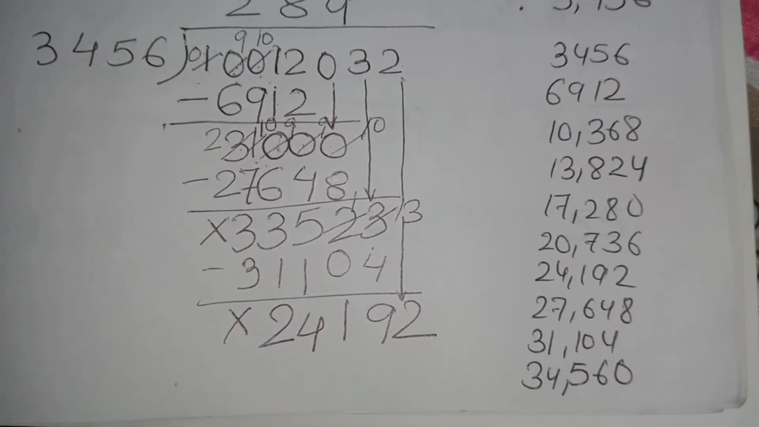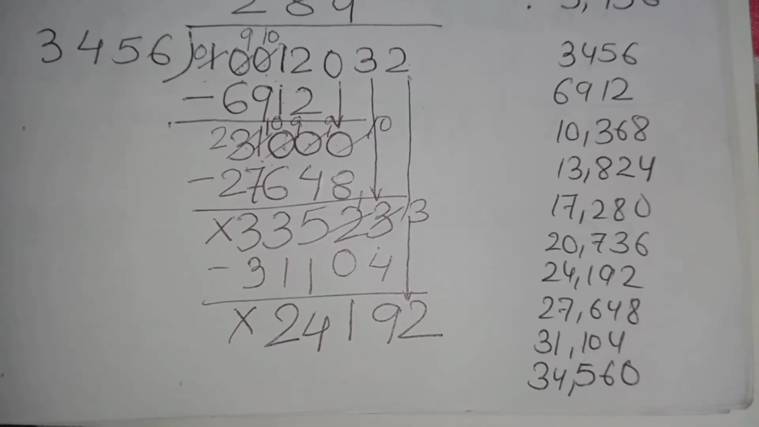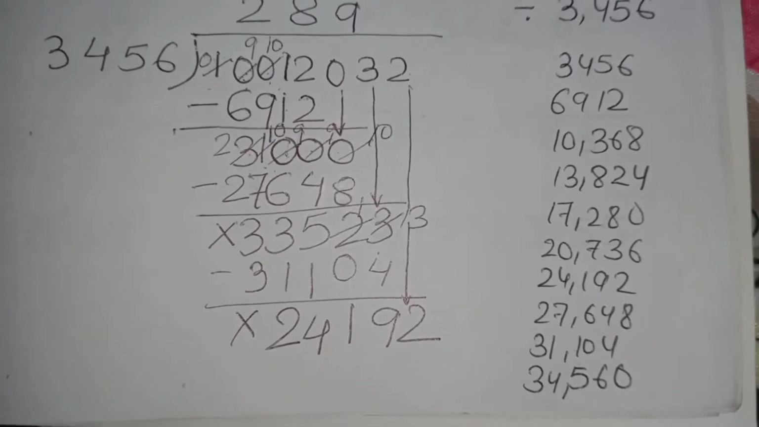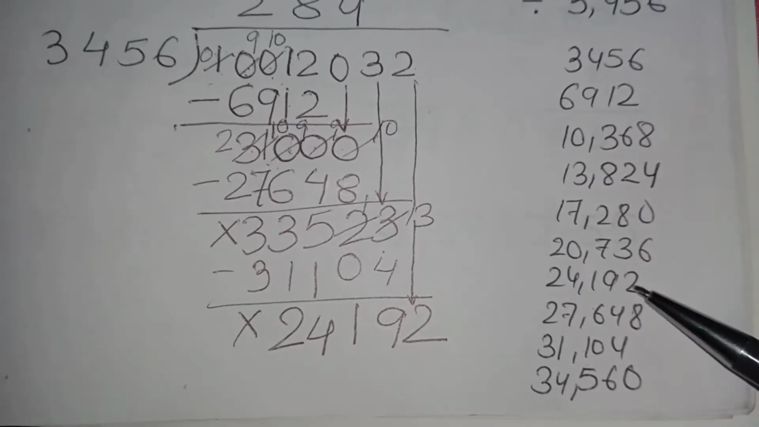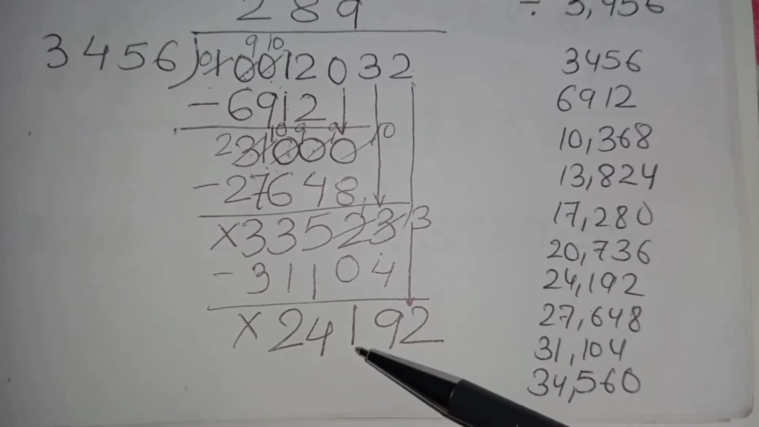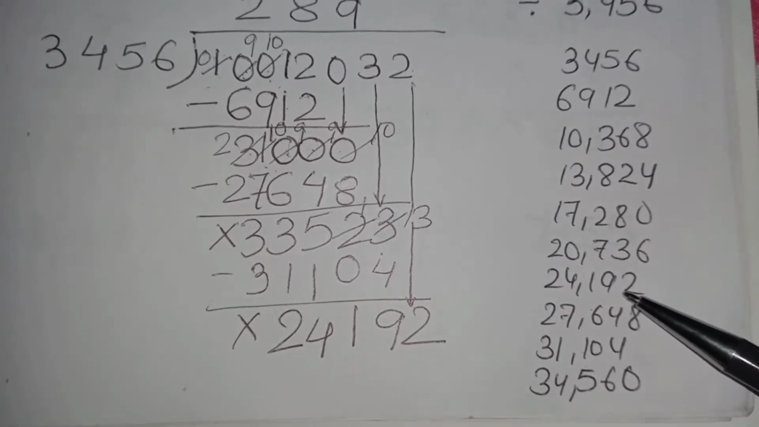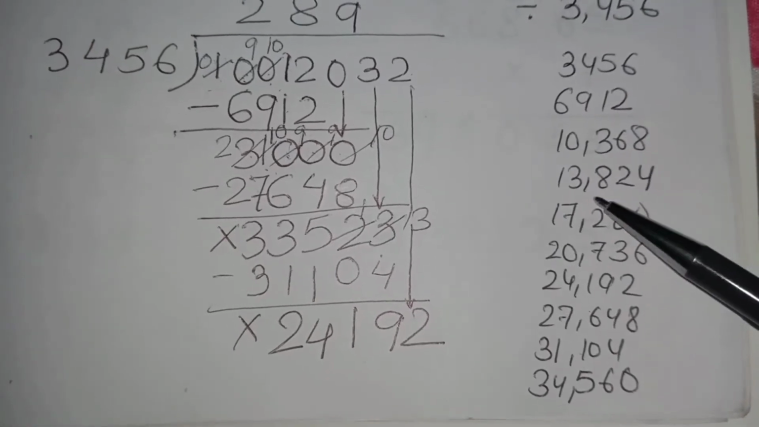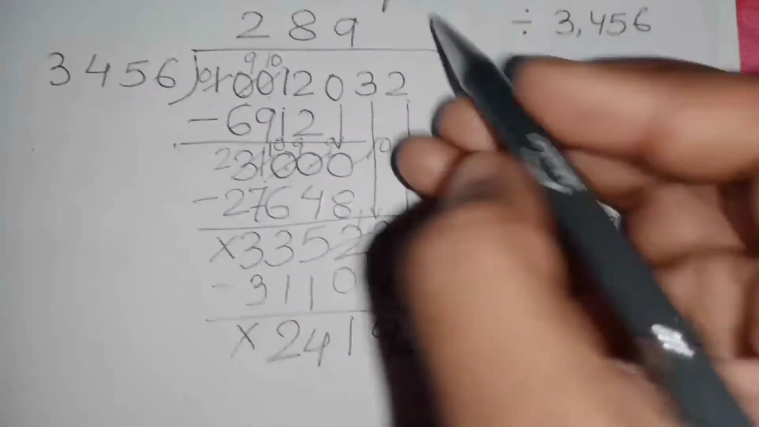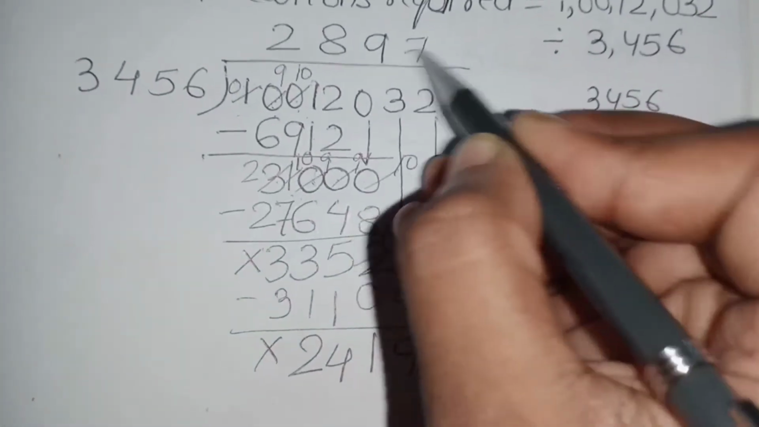Now let's check whether 24,192 is there or not. So let's check. Yes, it is there. See here, 24,192, 24,192. So 3,496. How much? 1 2 3 4 5 6 7. So let's write here 7.